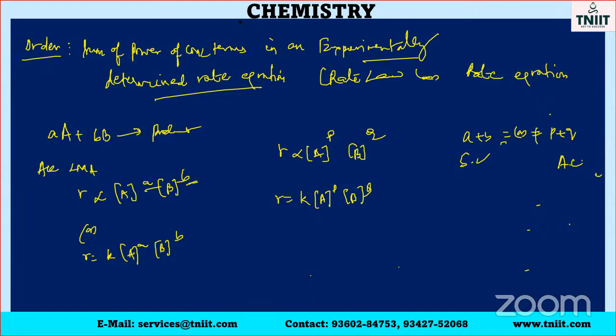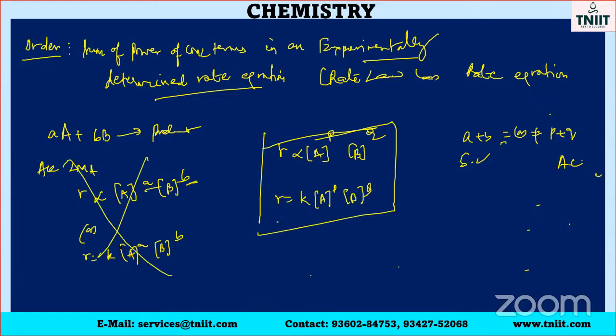Now we're talking about the order. The order is the sum of the powers of the concentration terms in an experimentally determined rate equation. So in this equation, the sum of the powers is called the order. We will not talk about the theoretical way. In this case, the order of this particular reaction is p plus q. This p plus q may or may not be equal to a plus b. Based on this, we have different types of orders: zero order reaction, first order reaction, second order reaction, all that.